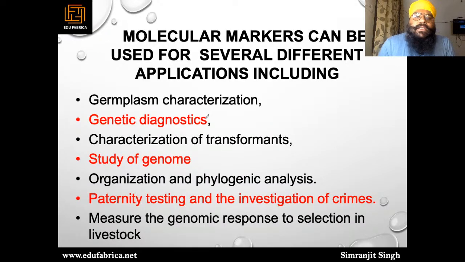Molecular markers can be used for several different applications, including germplasm characterization, genetic diagnostics, characterization of transformants, study of genome organization and phylogenetic analysis, paternity testing and investigation of crimes, and measuring the genomic response to selection in livestock.